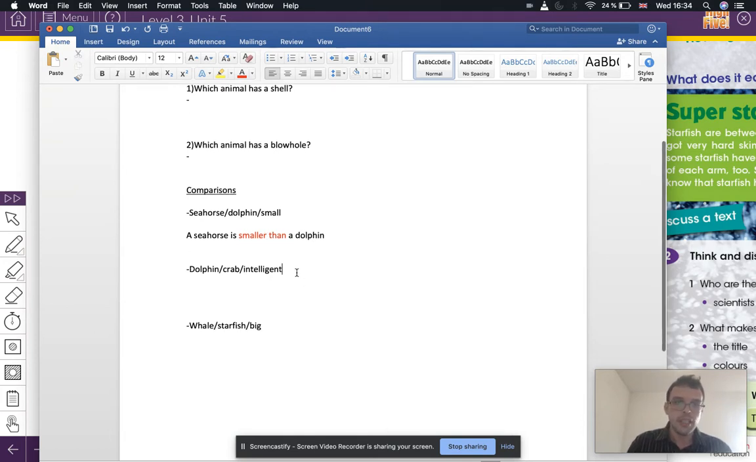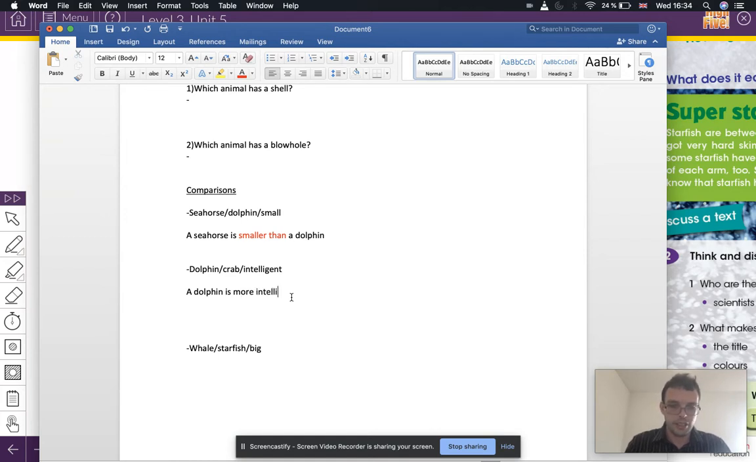Okay? Let's try with a couple of other animals. Let's try with a dolphin, a crab, and the adjective intelligent. So which animal is more intelligent? Do you know? That's right, it's a dolphin. So we write our sentence. A dolphin is more intelligent than a crab. Very good. A dolphin is more intelligent than a crab.